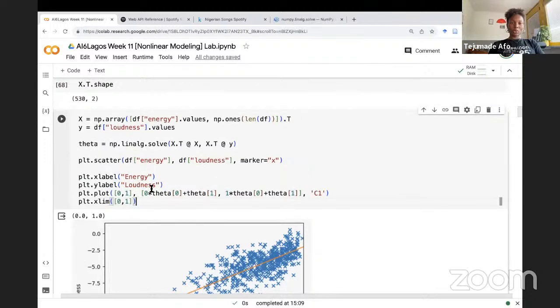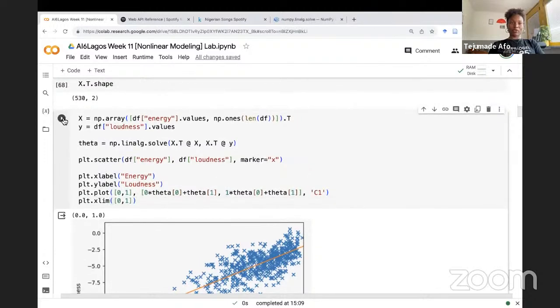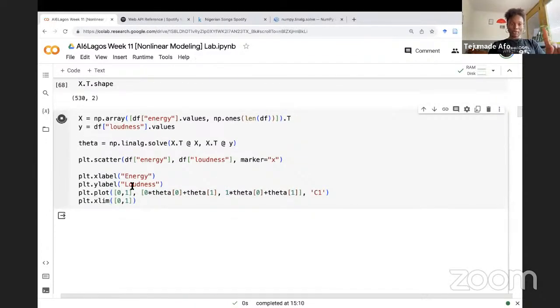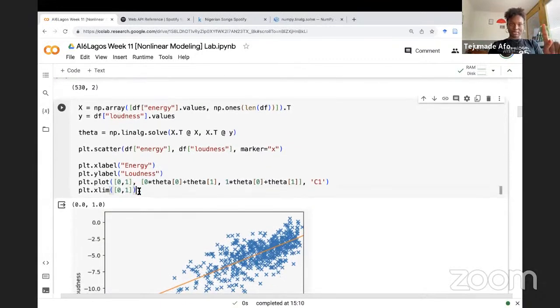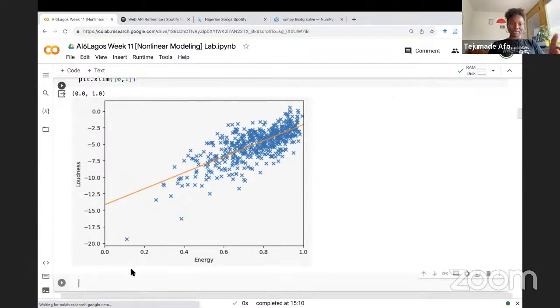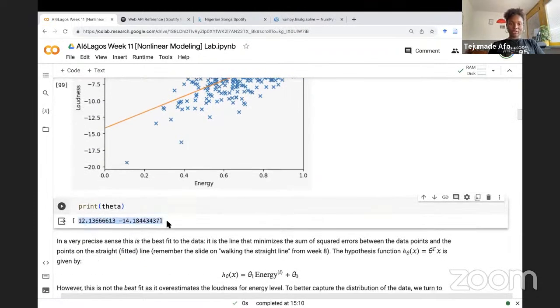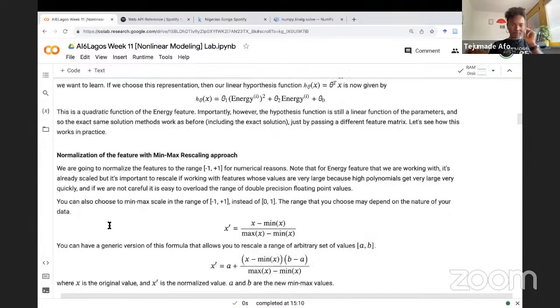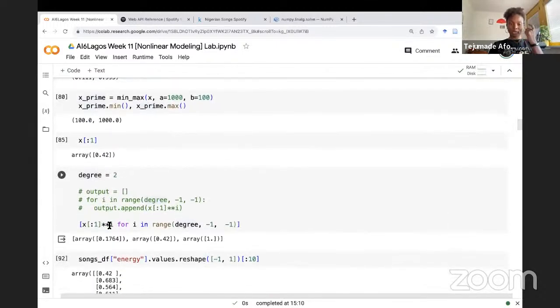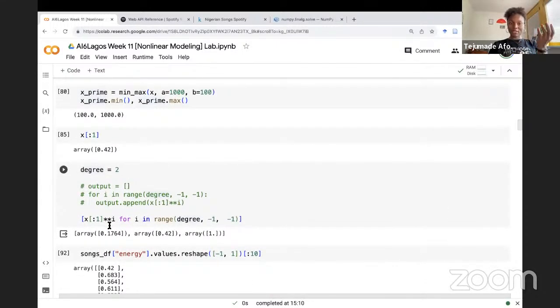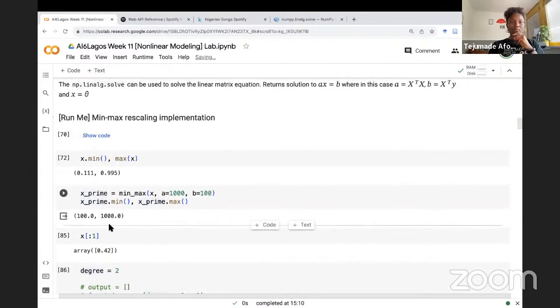Okay, so if we quickly come back to the example before, to the cell before, let's run this cell again. I will print out the theta. You see that we got something like this. Remember, I was talking about it before: it was 14, minus 14, and the weight is 12. Great, keep that in mind, because I want to show you the effect of scaling.